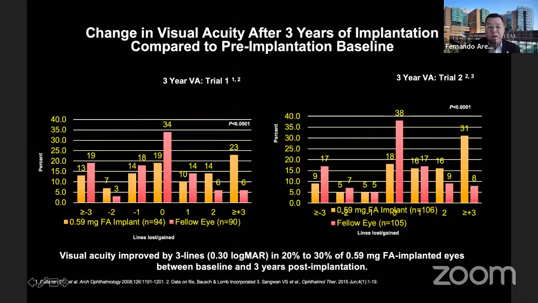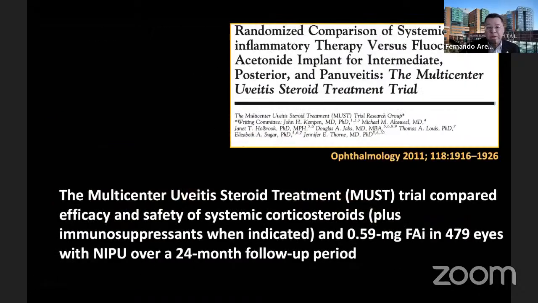Several studies have shown significant improvement of visual acuity more than 3 years after implantation compared to pre-implantation at baseline in at least 20 to 30% of the patients. This is a very important study, the Multicenter Uveitis Steroid Treatment, the MUST trial, that compared the efficacy and safety of systemic corticosteroid plus immunosuppressants when they were indicated, to the fluocinolone implant Retisert.